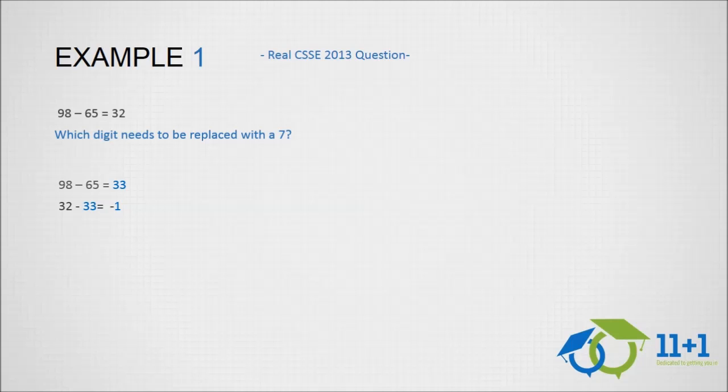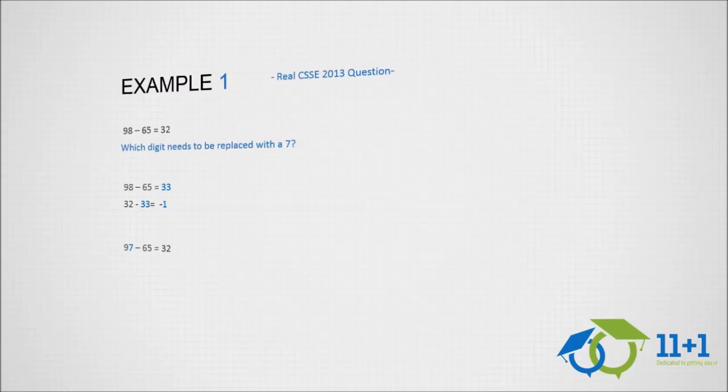98 take away 1 equals 97. So we have replaced one digit with a 7, and the answer there is now correct. 97 take away 65 equals 32.